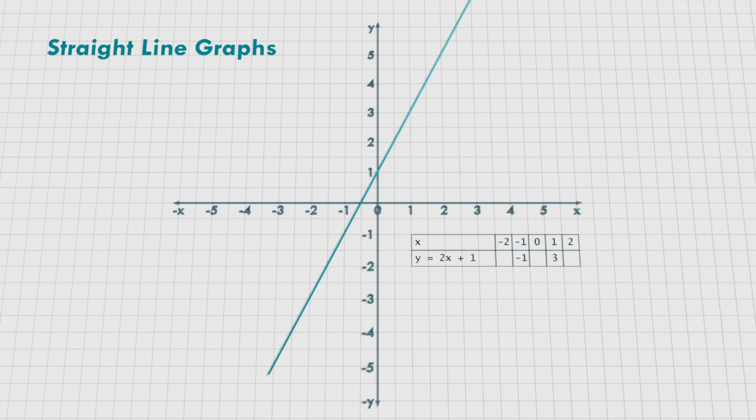When we substitute the value for x of minus 2, we get 2 times minus 2 plus 1, which is a value of minus 3 for y. Similarly, when we substitute a value of 0 for x, we get a value of 2 times 0 plus 1 equals 1 for y. And for an x value of 2, we get a y value of 5. Once we have both the x and y positions for each coordinate, we can plot the path of the line.